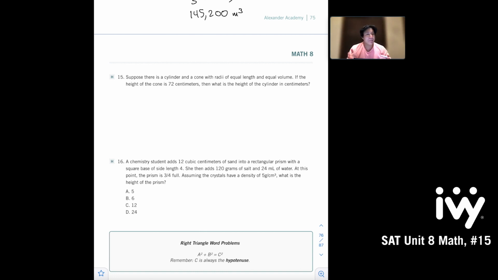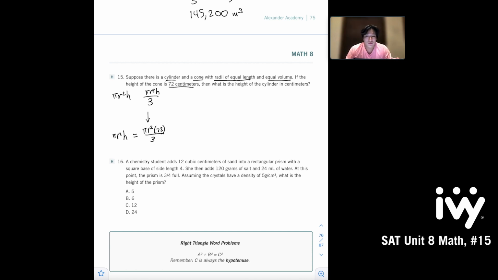So the big thing here, it looks like we might need to do some math, but let's just think through it first. We have a cylinder and a cone. The volume of the cylinder is pi r squared h. The volume of the cone is pi r squared h over 3. And we know that they have radii of equal length and equal volume. We know the height of the cone is 72 centimeters. So let's move this down and say that this is pi r squared times 72 over 3. And this has to be equal to pi r squared times the height of the cylinder itself.